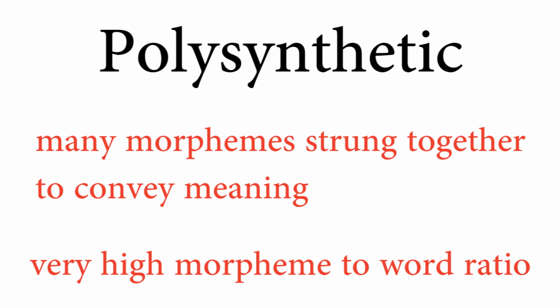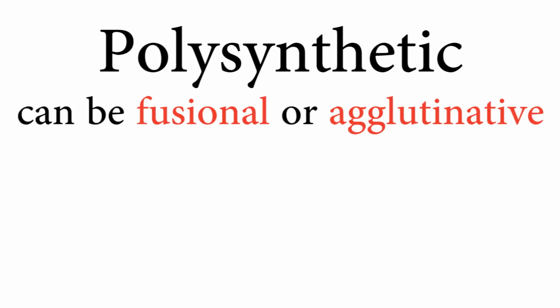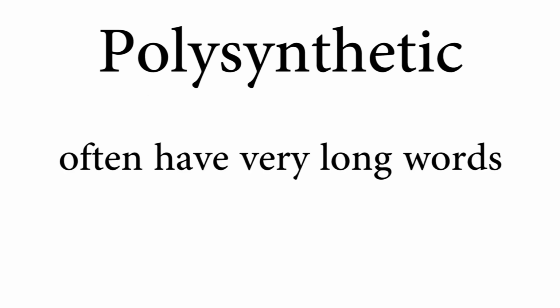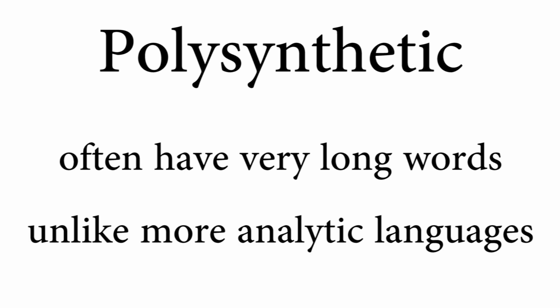It's important to note that polysynthetic languages can either be fusional or agglutinative, depending on how much information is given by a morpheme and if the morphemes can be separated from the word and still have meaning. Oftentimes, polysynthetic morphologies give rise to long words which may seem unusual to speakers of more analytic languages.